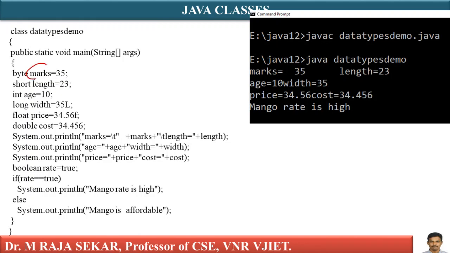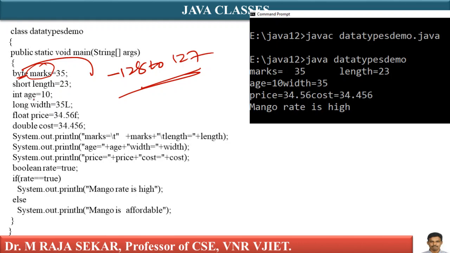Yes, marks is a variable whose data type is byte. I already discussed what is the range of my byte data type. Just if you recall, what is the range of my byte data type? Minus 128 to plus 127. If you want to store any value between minus 128 and 127, better to declare that as a byte type variable. In similar manner, short length equal 23. Short is a variable. I already discussed where I can store integer numbers. In which range I can store, I already discussed in my previous slides.